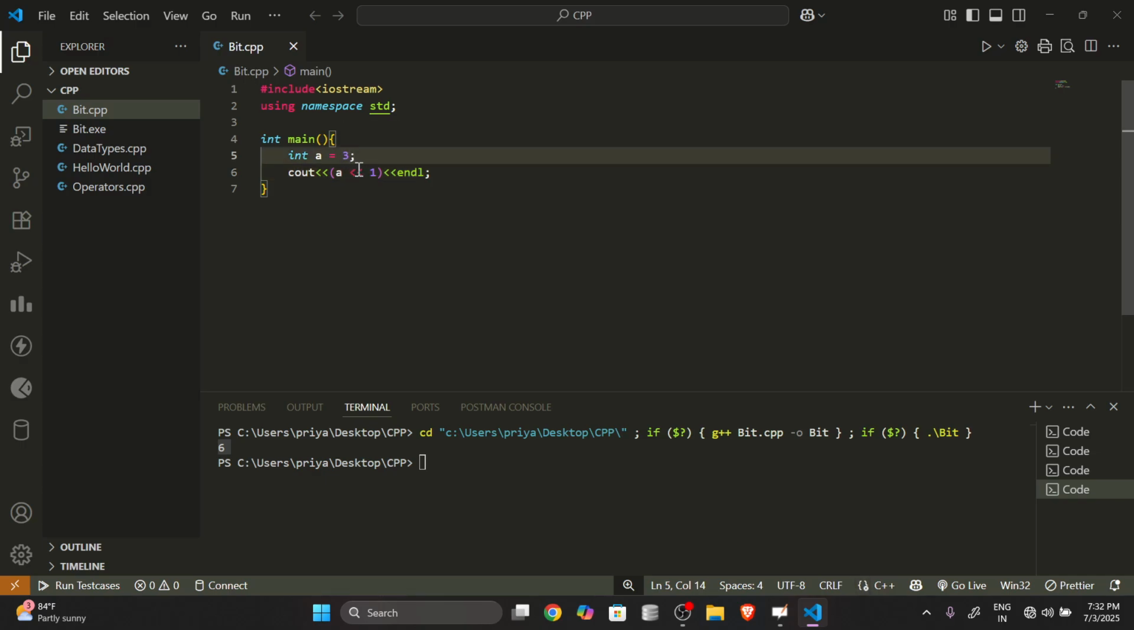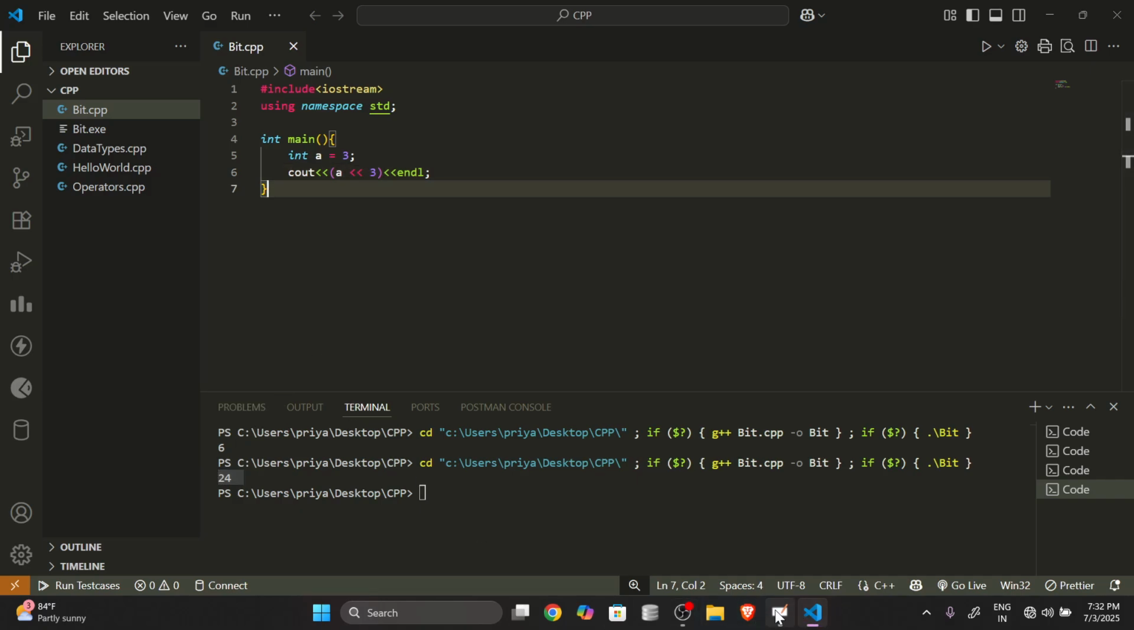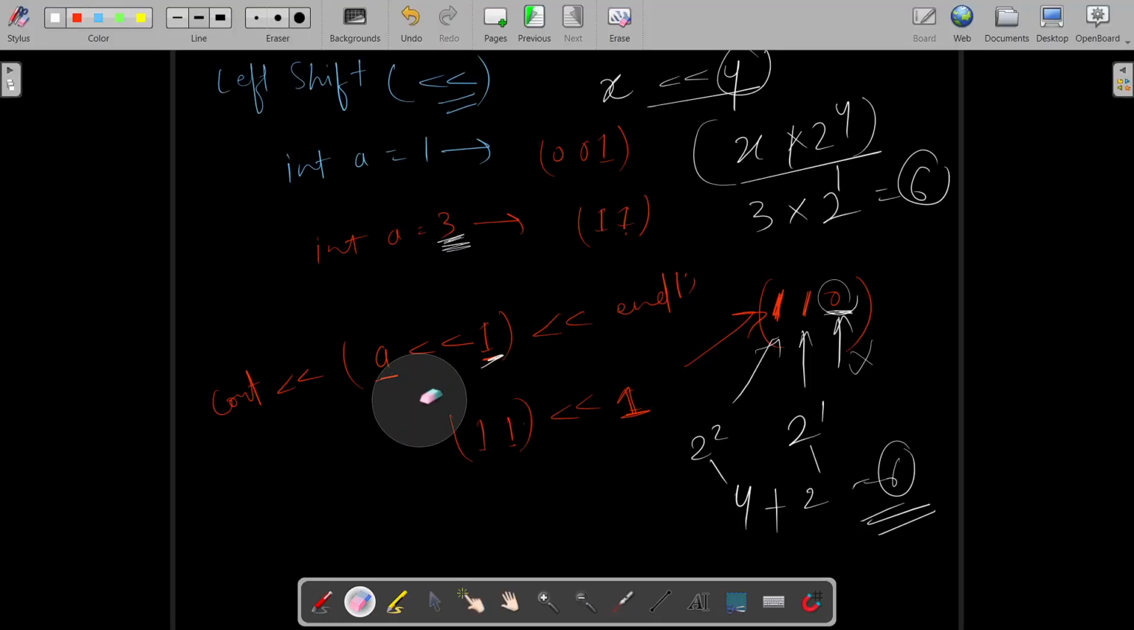Let's try to do this for another value of y. Let's say we take 3, the value of y is 3. So we are trying to left shift a by 3 places. So we get 24 as the output. So this is the formula for finding the left shift.